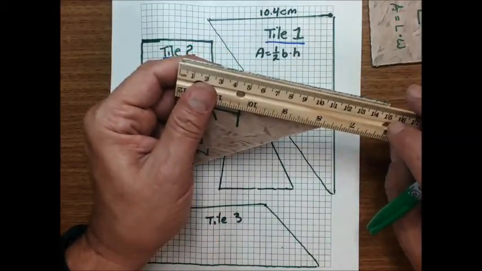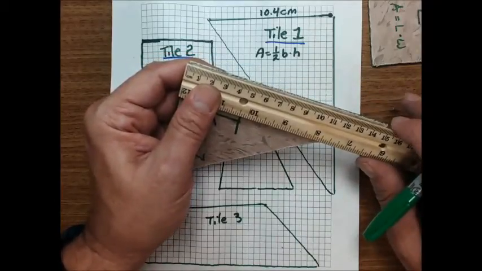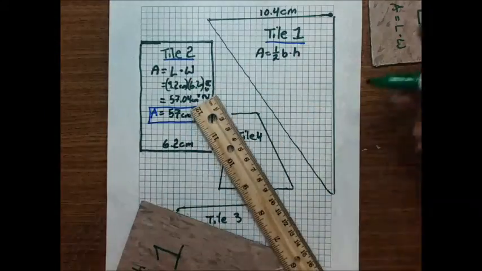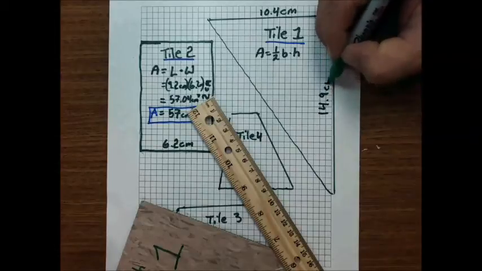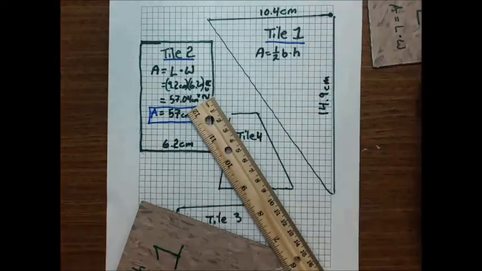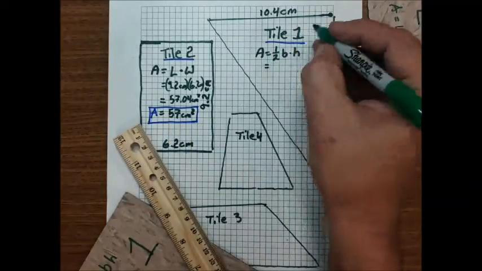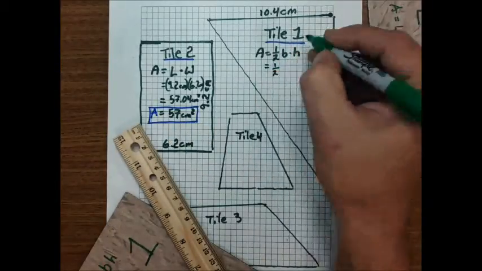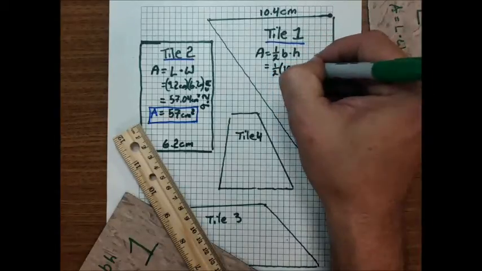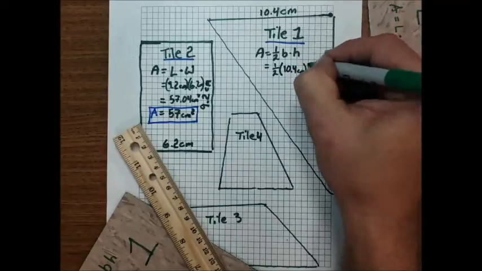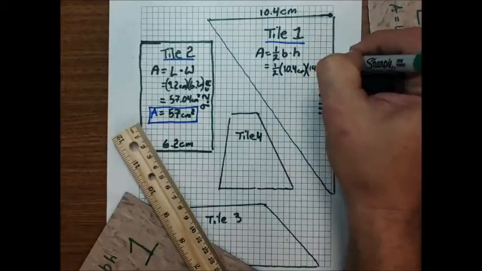is, if I can line it up well, it is 14.9. So I'll label this on the inside 14.9 centimeters. I've shown my equation. The next thing I need to do is substitute. So 1/2 10.4 centimeters, should show my units if at all possible, and 14.9 centimeters.